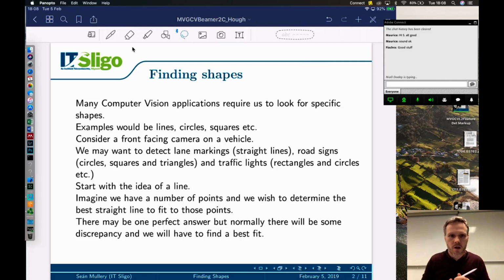Okay. So what we're going to do is we're going to start with the idea of a line. That's no problem, Niall, not at all.